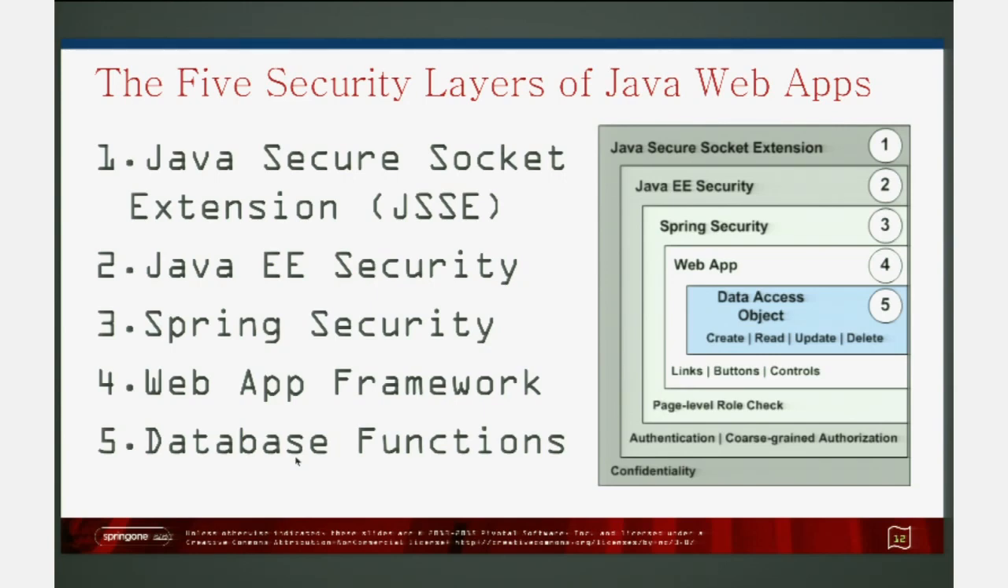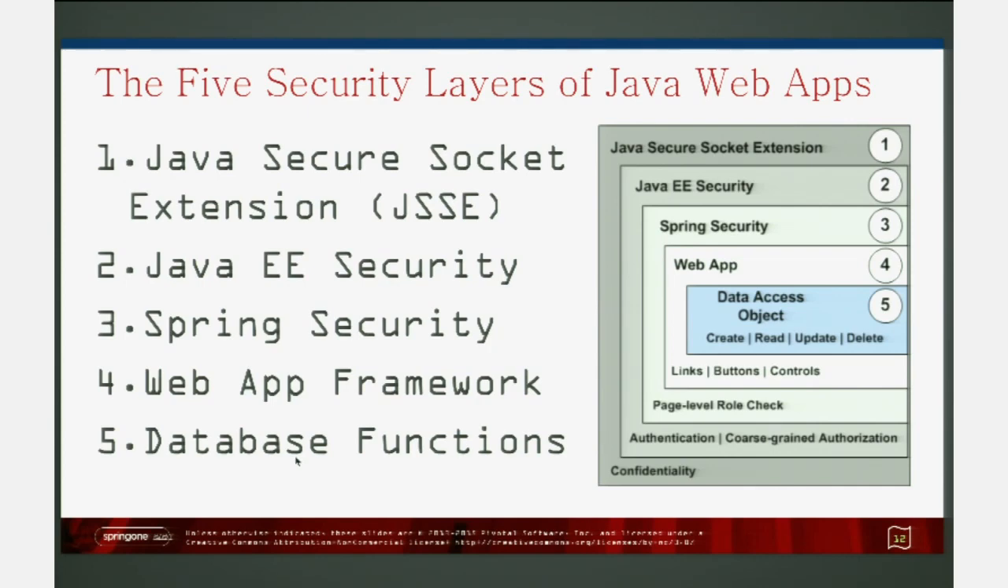There are specifically 5 layers of this application that we're interested in. The first layer is Java Secure Socket Extension. That's where confidentiality controls are applied. The second layer is Java EE Security. We're going to use that for authentication and coarse-grained authorization. The third layer is Spring Security, which can do quite a lot, but in this particular demo, we're going to use it for medium-grained authorization or specifically page-level authorization.